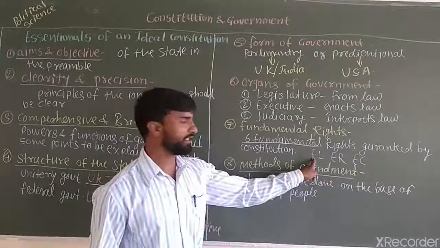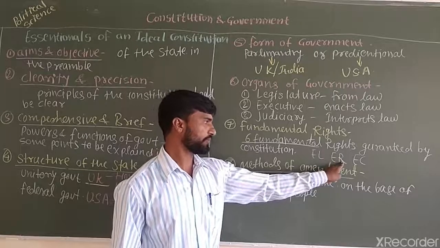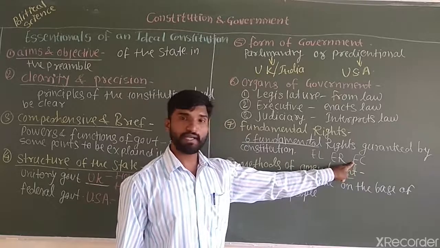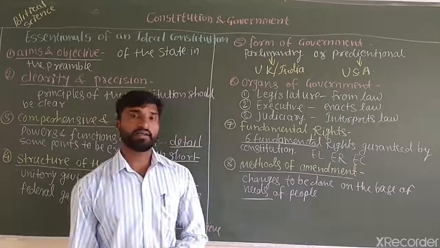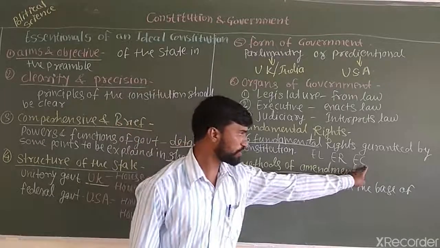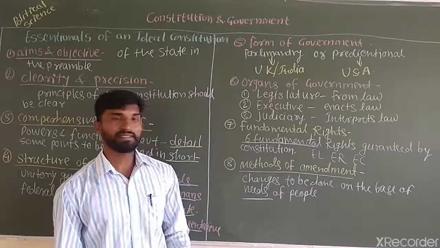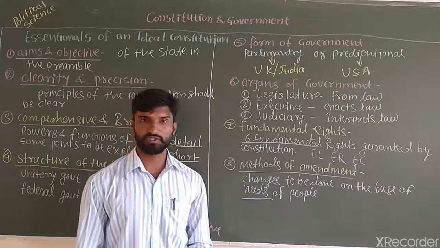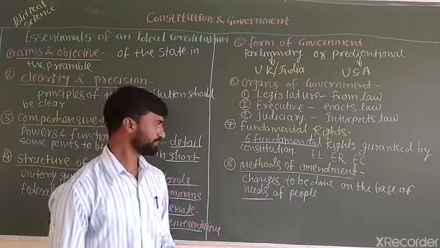Right to equality, right to liberty, right against exploitation, right to religion, right to educational and cultural, and right against constitutional remedies. Okay, so these are the 6 fundamental rights which have been guaranteed in our constitution. About that we will study in detail in the next unit.